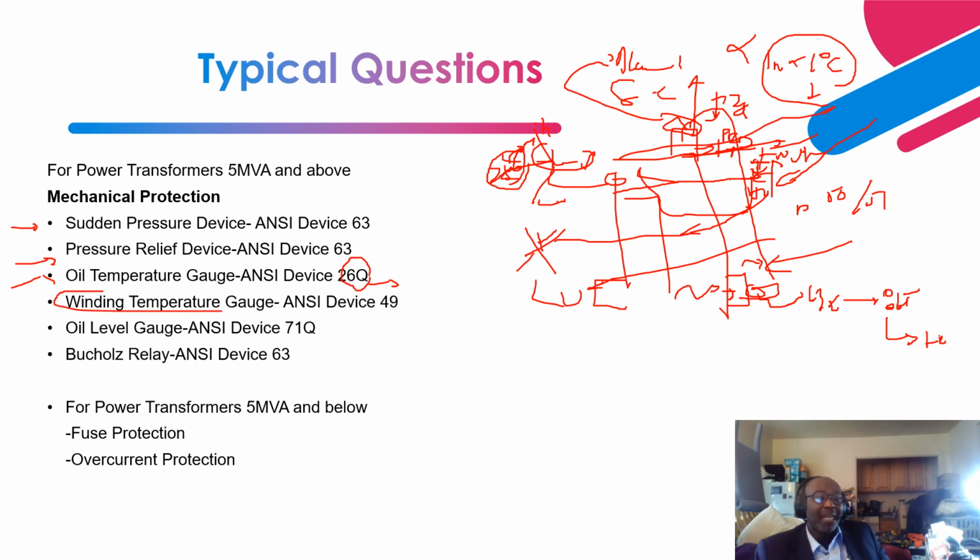Next is winding temperature. As you know, current is flowing through the coil, and the coil is copper. Current flowing through it creates heat, so there has to be a winding temperature gauge that measures the hotspot temperature. The indication is shown on a gauge that is mounted on the side of the transformer.